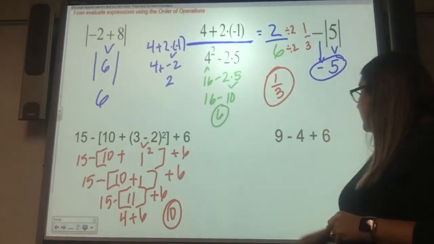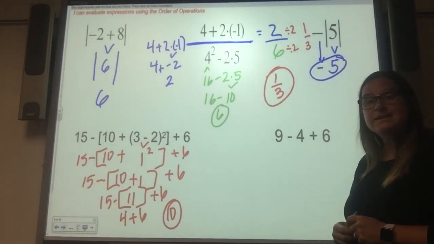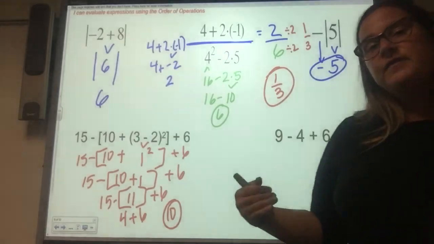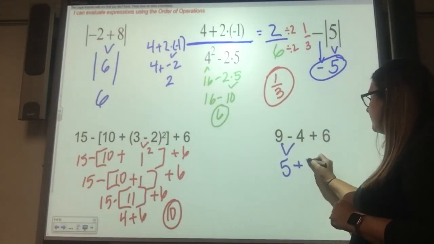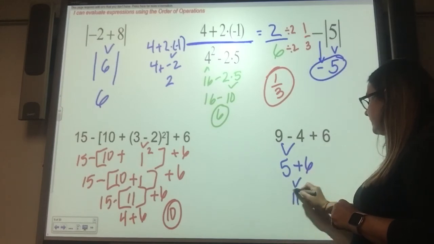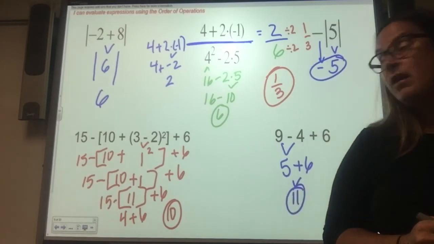All right, looking at the next one, 9 minus 4 plus 6. We're going to work left to right, starting with our subtraction. 9 minus 4 is 5. 5 plus 6 is 11.